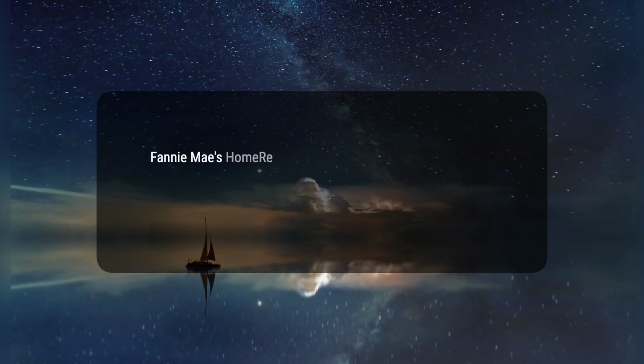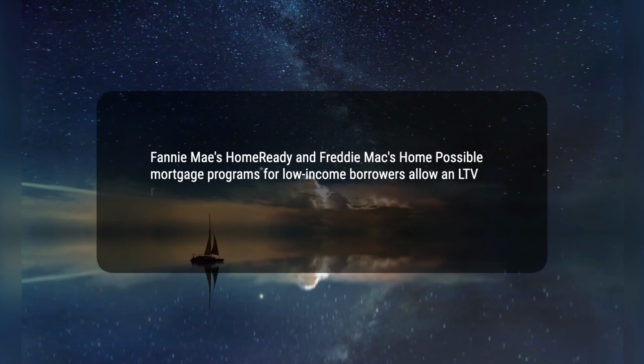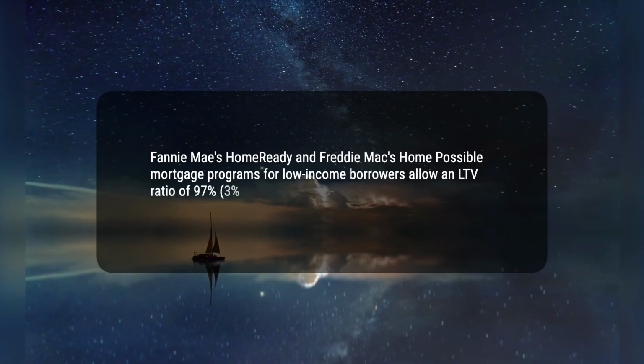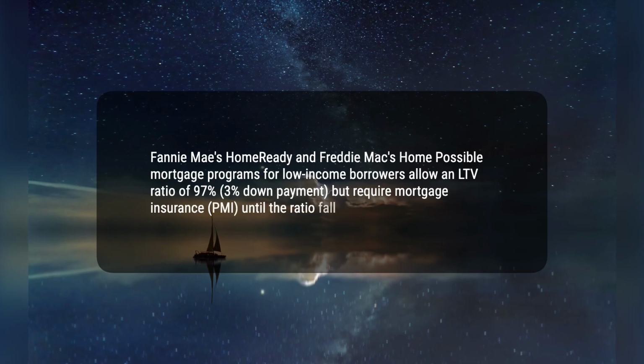5. Fannie Mae's HomeReady and Freddie Mac's Home Possible mortgage programs for low-income borrowers allow an LTV ratio of 97%, a 3% down payment, but require mortgage insurance, PMI, until the ratio falls to 80%.